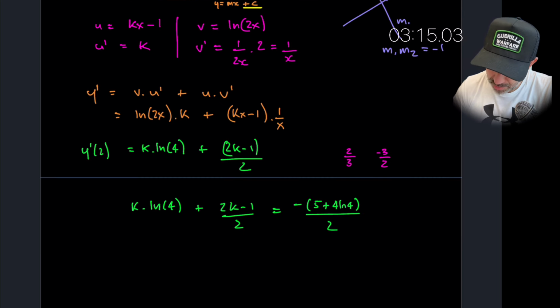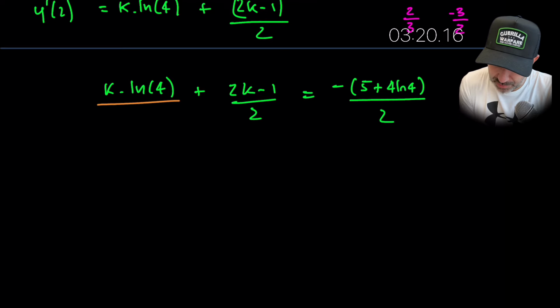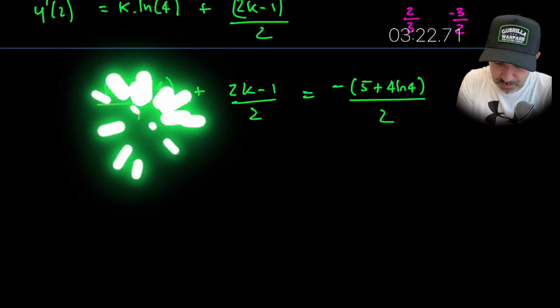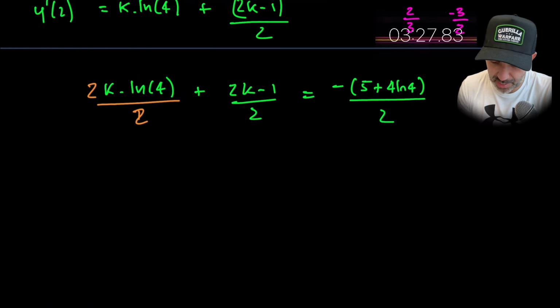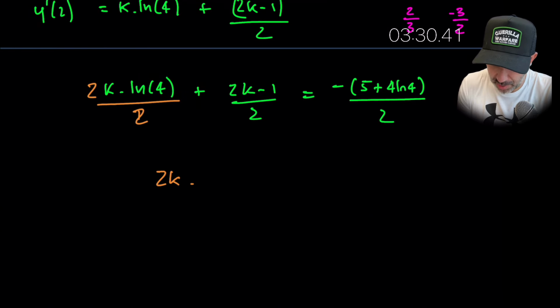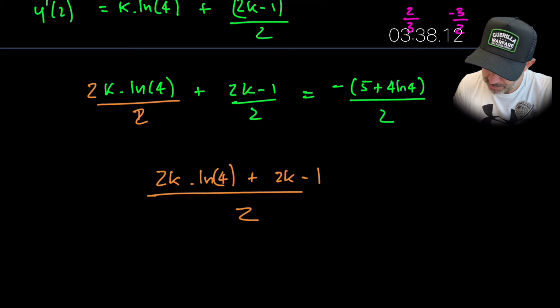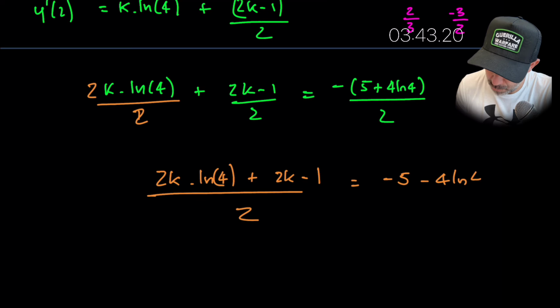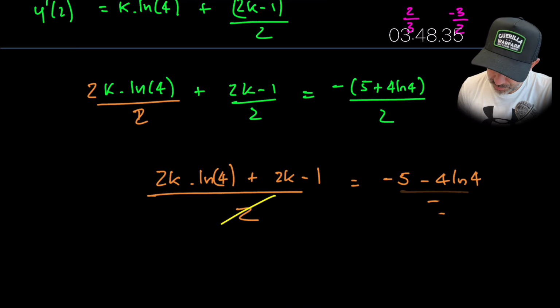Okay, now I've got to quickly solve this for k. So what I'm going to do first of all is I'm going to make this one, this is over 1 right now, so if I times top and bottom by 2, then the denominators will be the same, so I can add these together now. 2k natural log 4 plus 2k minus 1, that's all over 2, is equal to negative 5 minus 4 natural log 4 over 2. Now I'm going to multiply both sides by 2 to remove the 2's. Okay, let's just do that there.